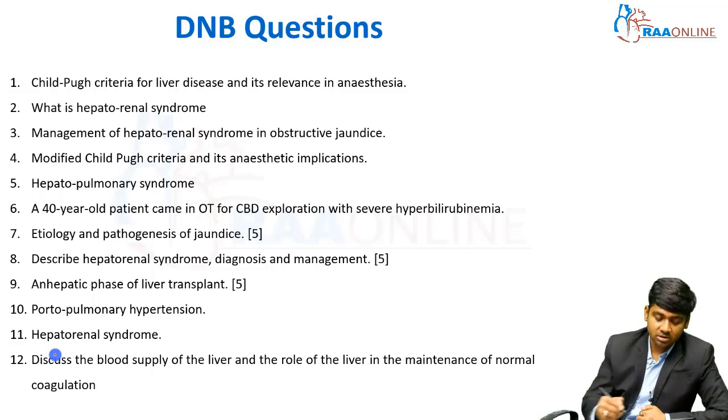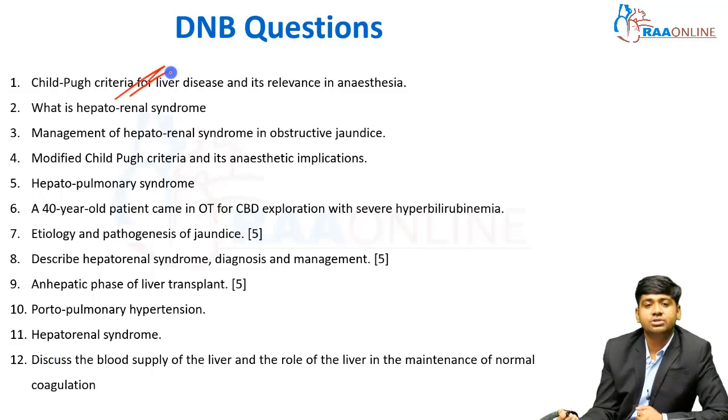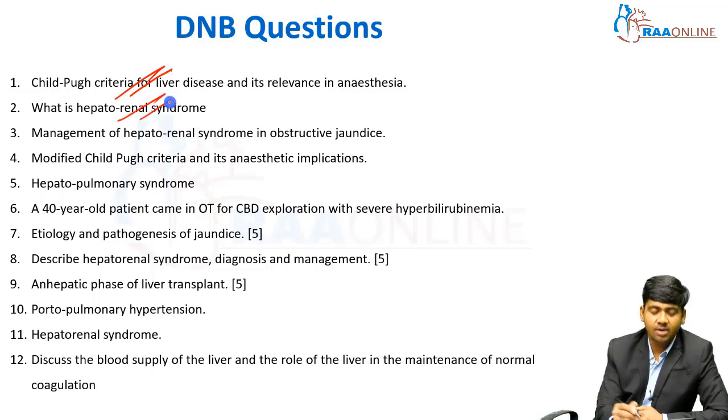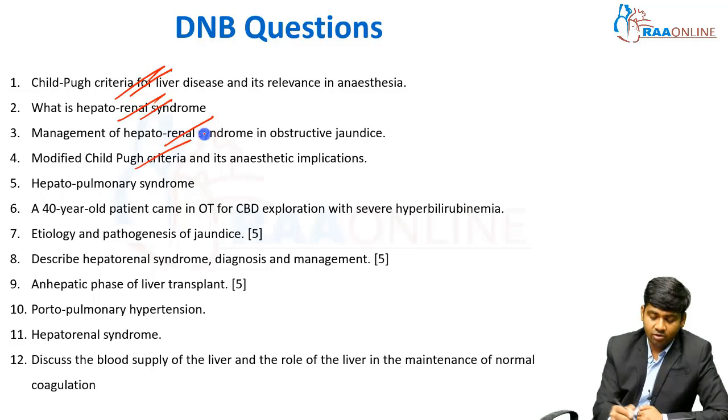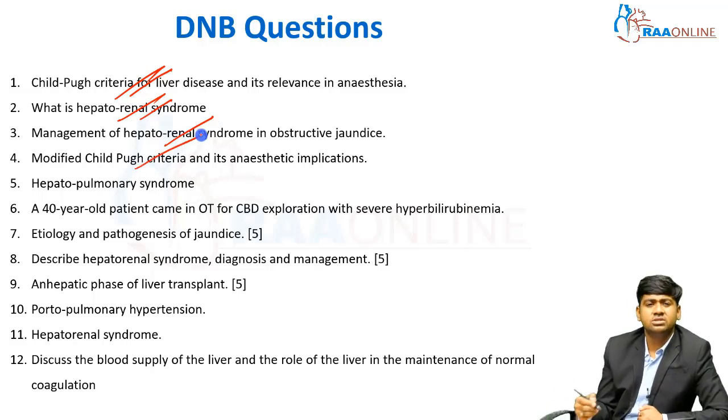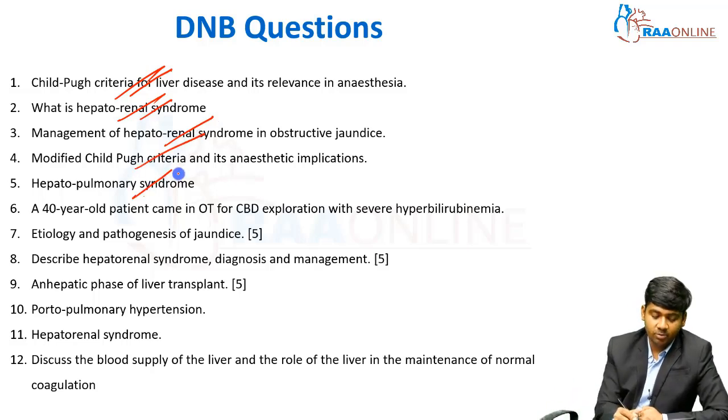Coming to the DNB questions. The Child-Pugh criteria is a question, and how it is relevant to the anesthesia, we have already read. Hepatorenal syndrome, criteria, type 1, type 2, type 3, type 4, treatment protocols. Management of hepatorenal syndrome in obstructive jaundice, again, same thing. Modified Child-Pugh score, anesthesia importance. See how the questions are repeating. Hepatopulmonary syndrome, see the questions are repeating. Hepatorenal syndrome, one question. Hepatopulmonary syndrome, another question.